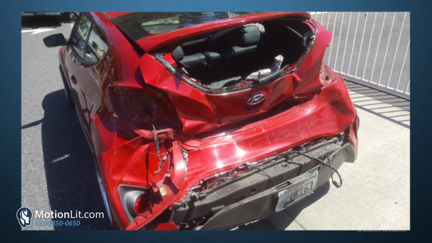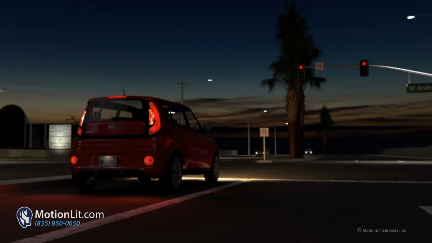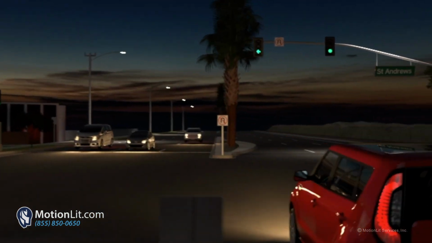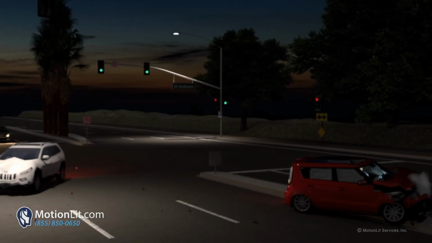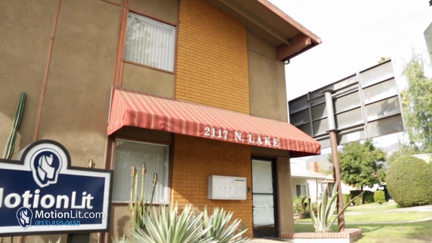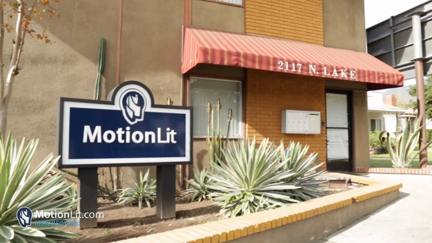Despite the fact that he had a job where he was going to be bending over and putting force on his back, it's not his job that caused his back problem, it was a crash that caused his back problem. So we used MotionLit, and they did a lot of different things for us.